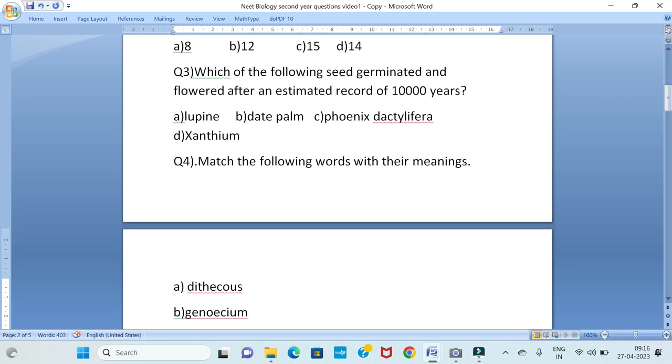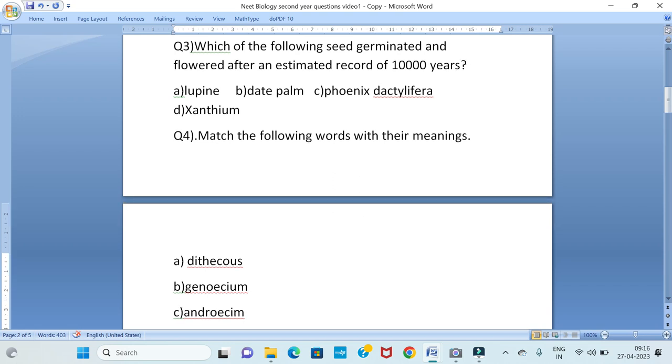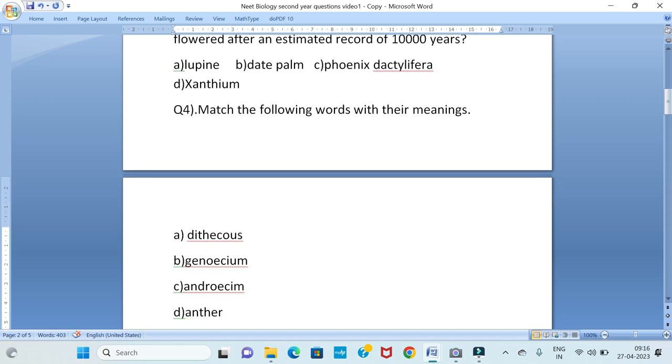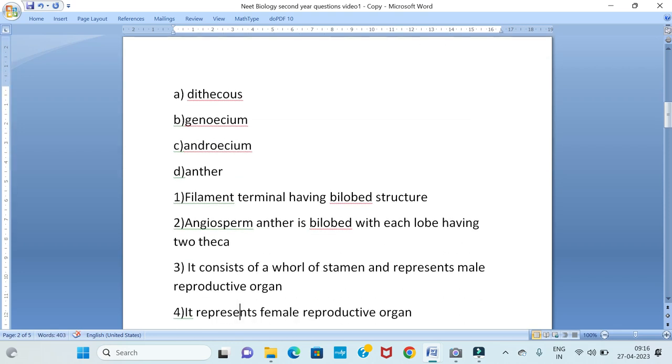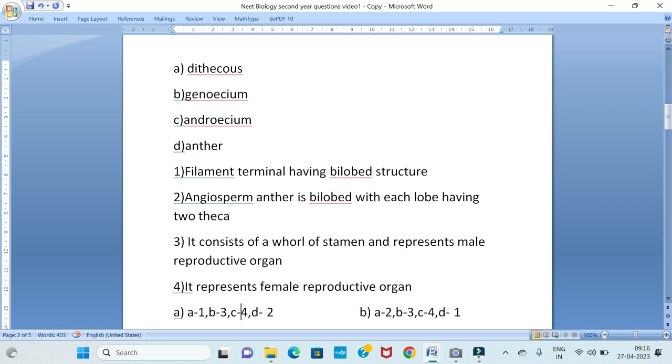Match the following words with their meanings. Dithecous, gynoecium, androecium, anther. So we have to match A, B, C, D with 1, 2, 3, 4. Come on, first.